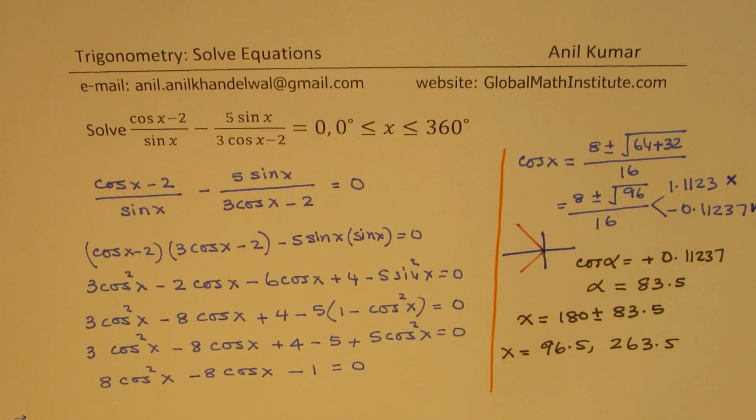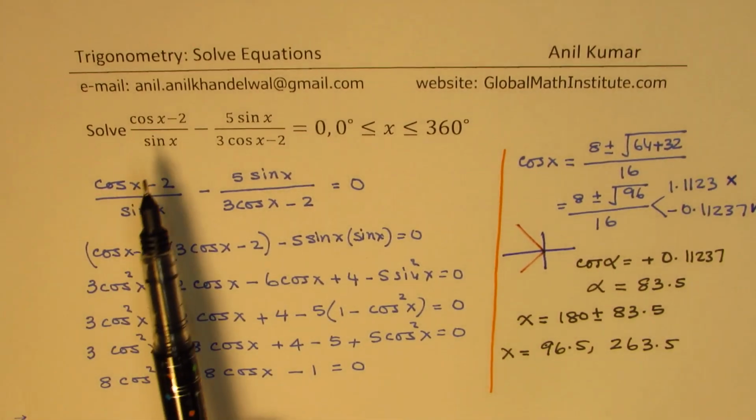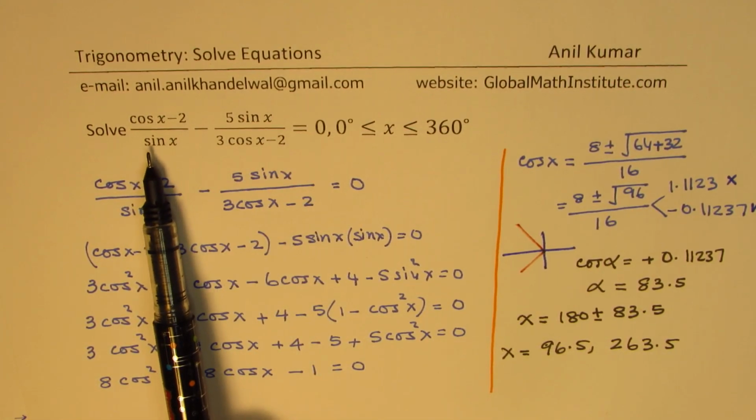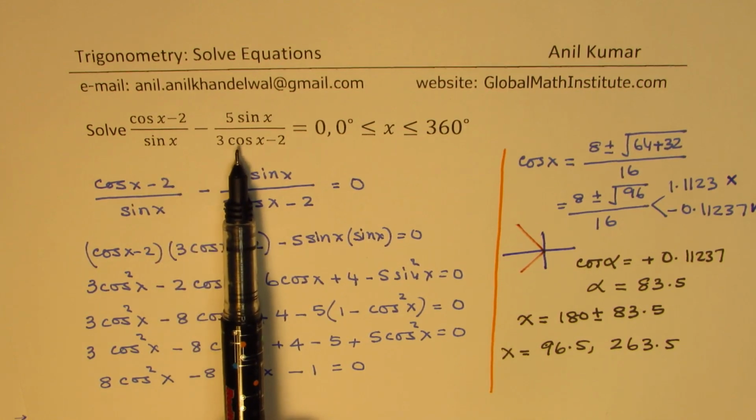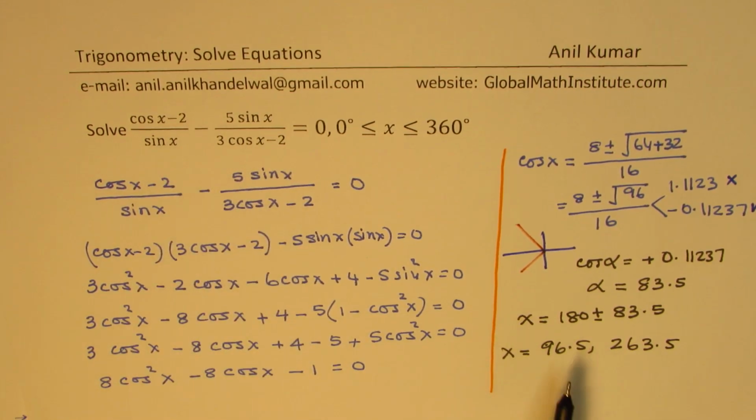So I hope the steps are absolutely clear. The restrictions here are that sin x cannot be 0 and cos x cannot be 2 over 3. And now that is not a part of our solution, and therefore this is just the right solution. So the idea was to simplify the equation, which we did by taking a common denominator, and then we used the quadratic formula to find the solution for cos x, and finally got two values within the given domain.